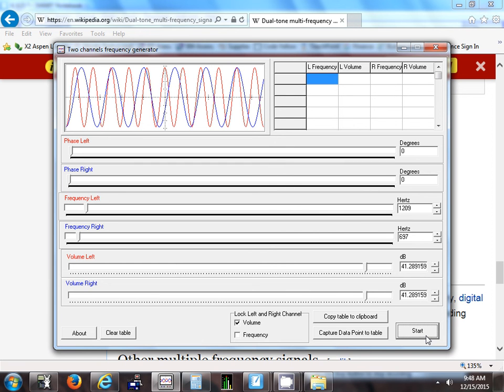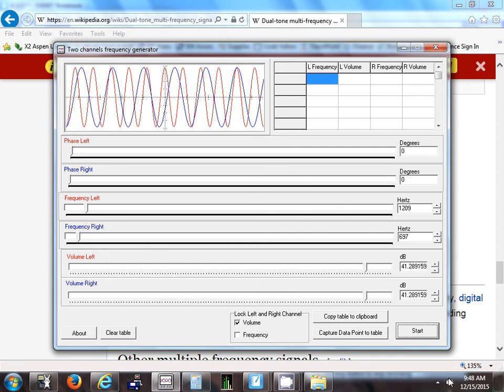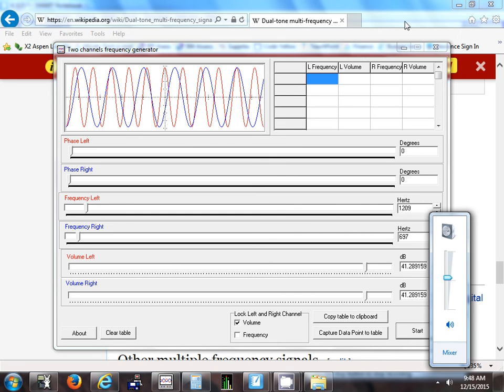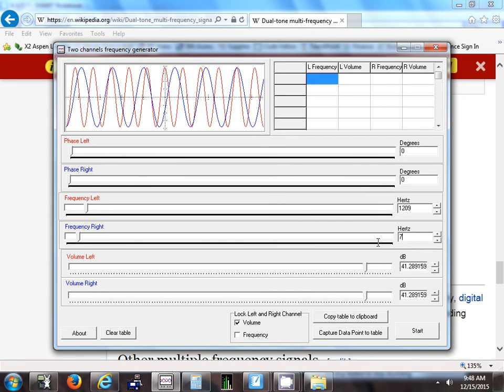It does have to be quiet because I'm kind of far from the speaker, and I do need to turn it up a little bit. That should be good. Let me just get the frequency ready. It's 1209 and 770. All right, let's see if we can get this to work.